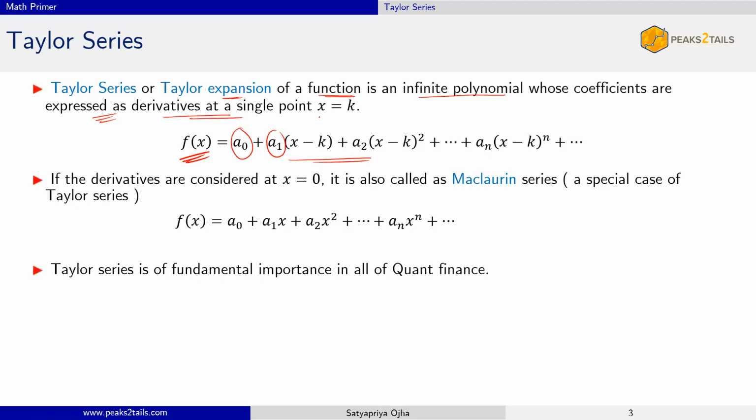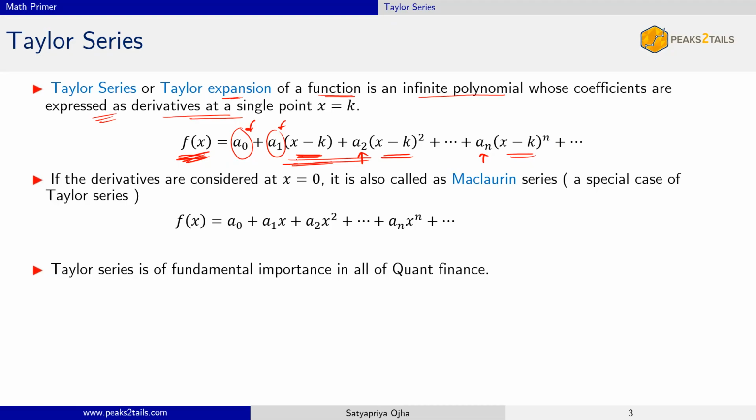Okay. Now, mathematically, it looks like this. We have a function f of x, and on the right-hand side, we have a polynomial representation, because there is a constant term, then a coefficient and linear term, another coefficient and quadratic term, then another coefficient and cubic term, and so on, up to the nth coefficient and nth power, and it goes on. It's an infinite polynomial.